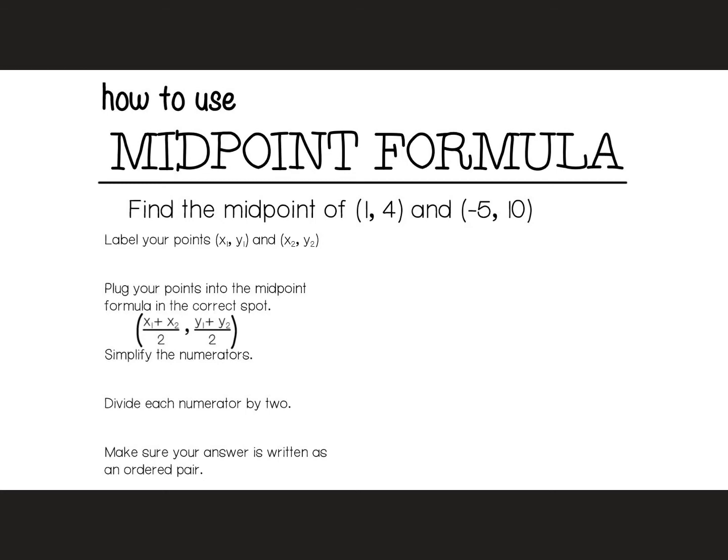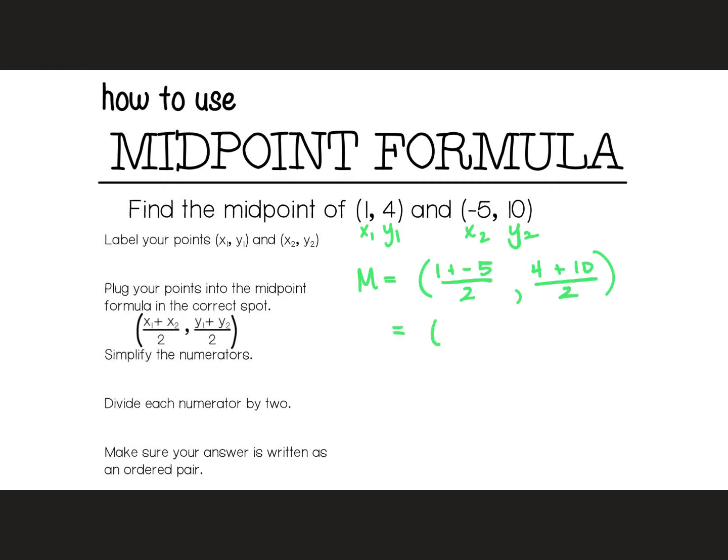For using the midpoint formula, we start off the same way by labeling the points. So x sub 1, y sub 1, x sub 2, and y sub 2. And this time, I'm going to use m for midpoint. So again, it's an ordered pair. I'm going to add the x's together. So 1 plus negative 5. Then I'll divide by 2. Then 4 plus 10 and divide by 2.